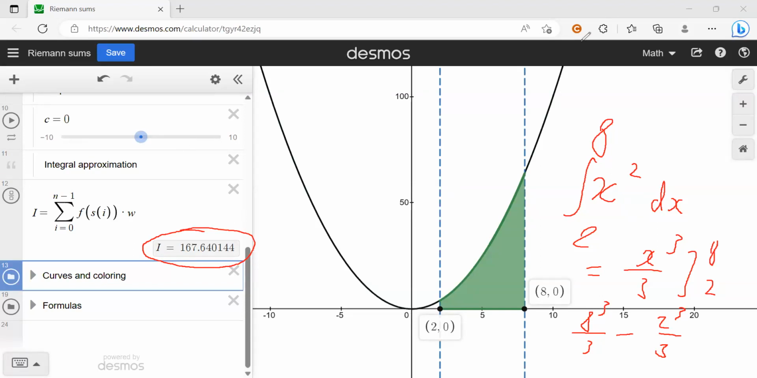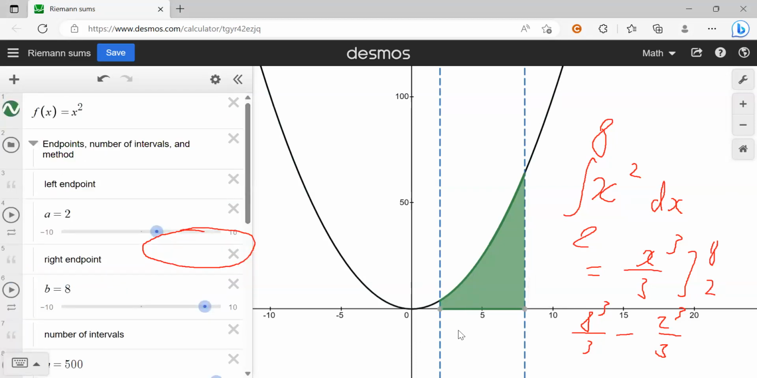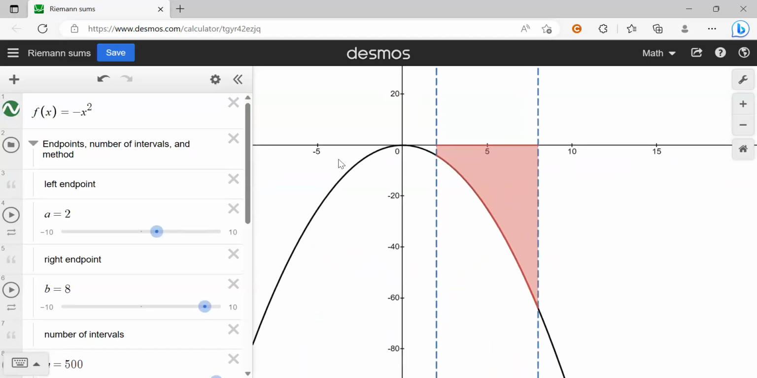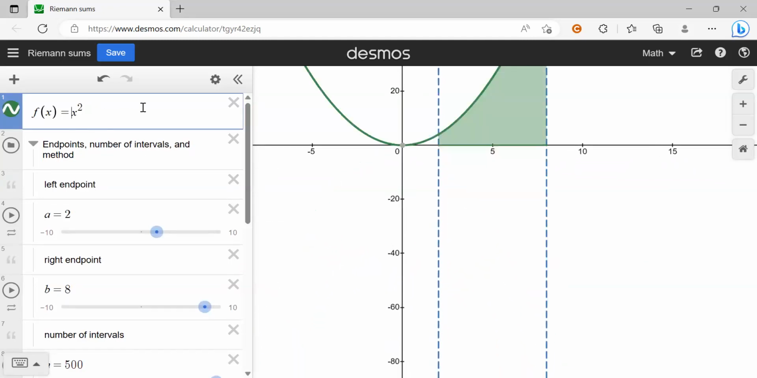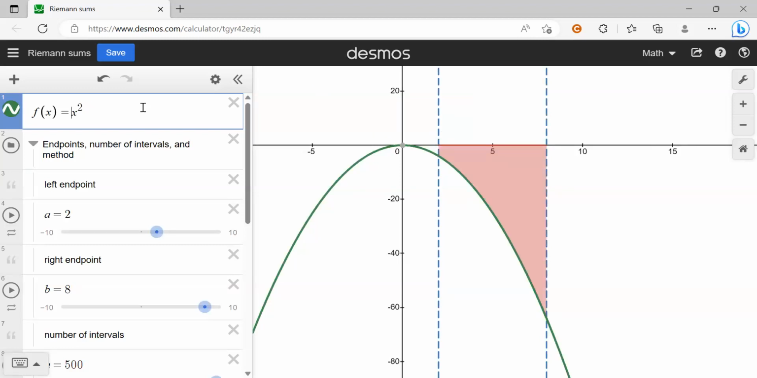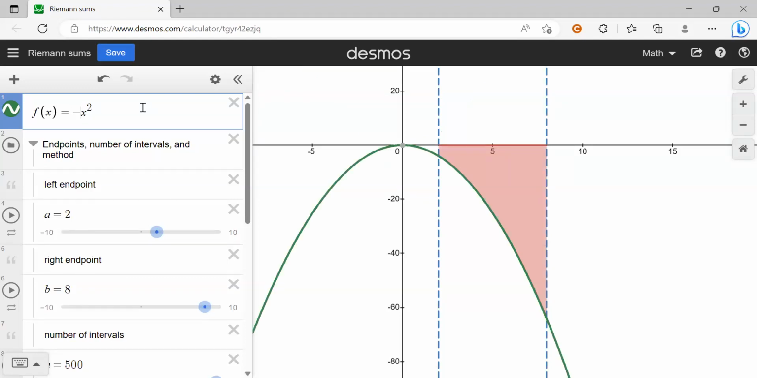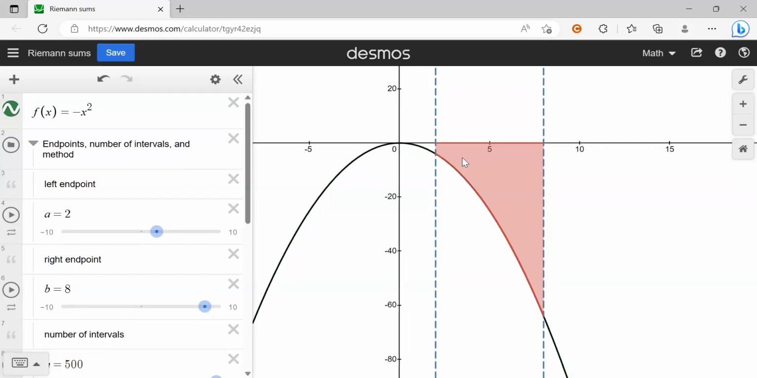But now let's do something funny. What if I now have a function that goes below the x-axis? Let's take a look at what happens here. If I go below the x-axis, for example, negative x squared. Whoa, what happens? The color changed, right? Before, red after. Green is go, red is stop. Green is good, red is bad. Green is positive, red is negative. Below the x-axis, the area will become negative.